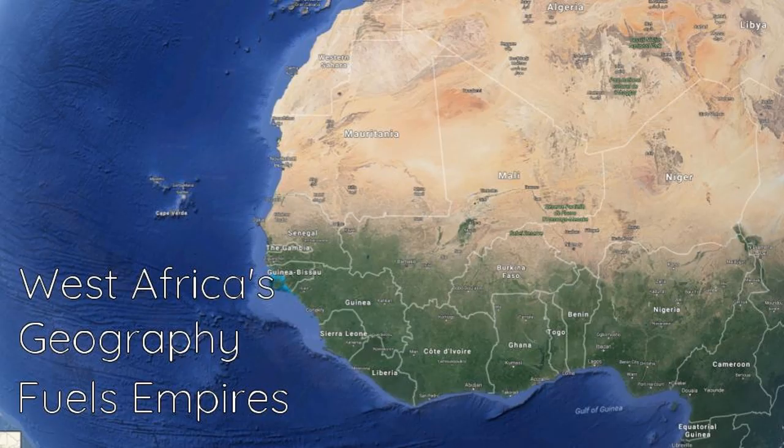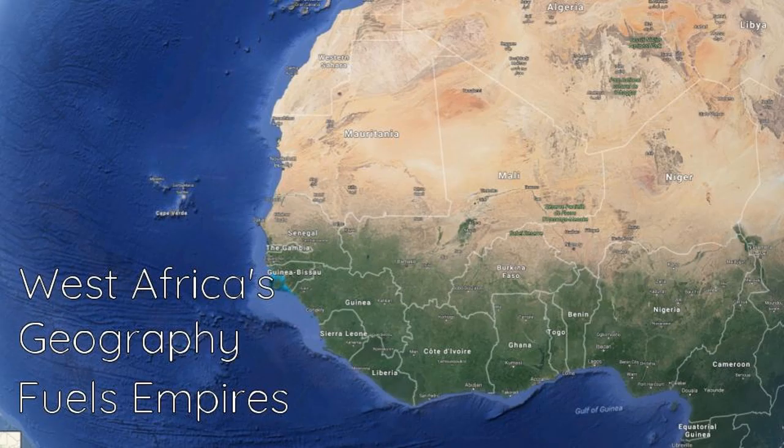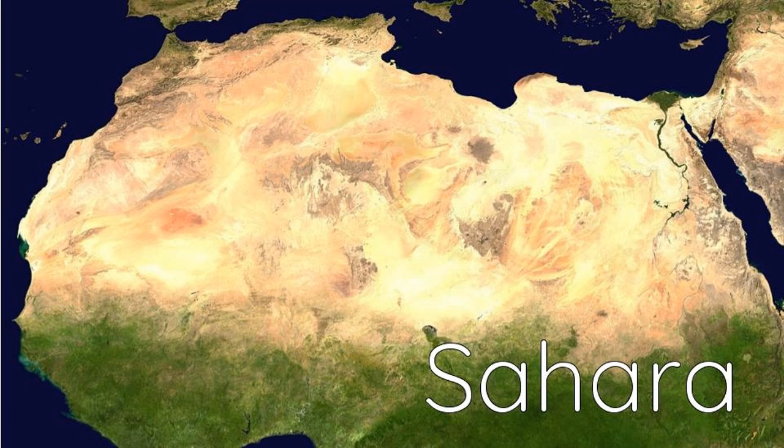All right, guys, the first section we're going to be talking about, West Africa's geography fuels empires. You can find this on pages 157 and 158. The question we want you guys to be thinking about, what are the 3 vegetation zones in West Africa? West Africa's geography helped people develop a strong trade. West Africans had 3 vegetation zones: desert, grasslands, and forests. Soil and climate determined what plants grew in a vegetation zone. For example, a desert had a dry climate. Only plants that use little water grow there. The northern section of West Africa is a part of a large desert. This desert is called the Sahara.